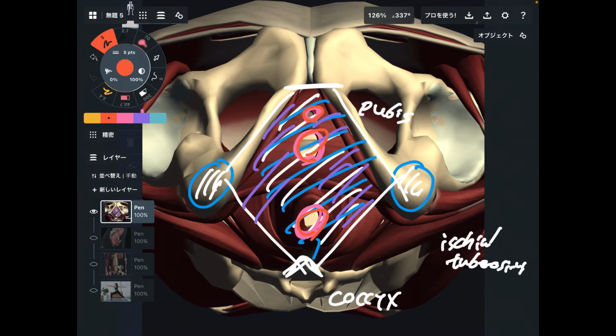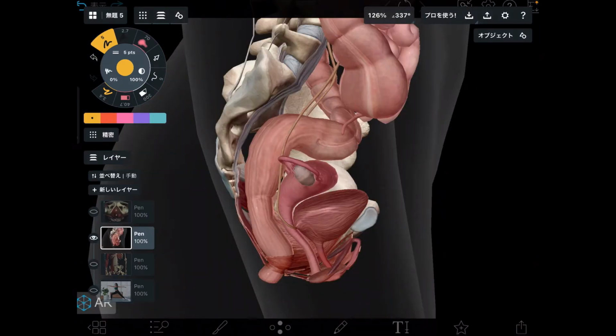Then I will look at a different view, because if you see this picture, the pelvic floor looks very flat, right? But it's not a flat structure, it's a three-dimensional structure. Now, you are looking at the pelvic floor and pelvis from the profile view. This is the sacrum, this is the coccyx, and this is the pubis. And the ischial tuberosity is about here. You see that? Then, where is the pelvic floor?